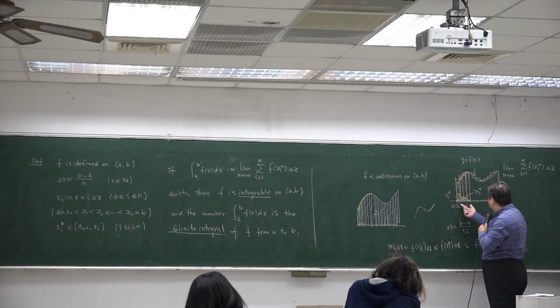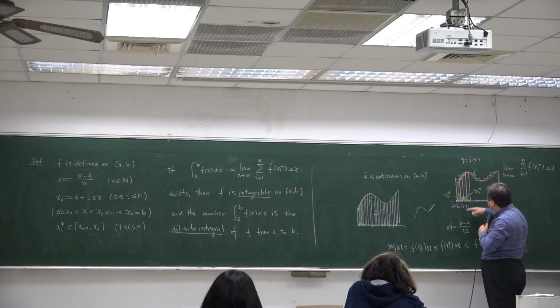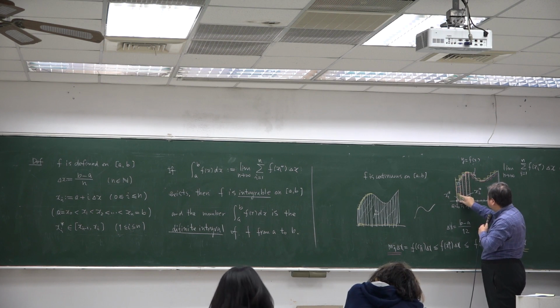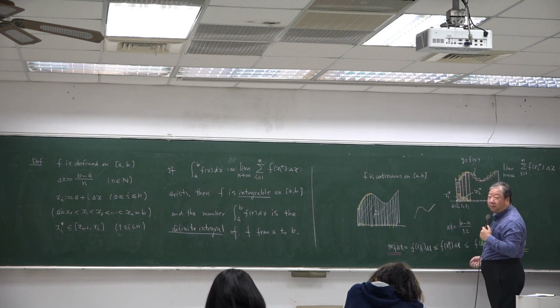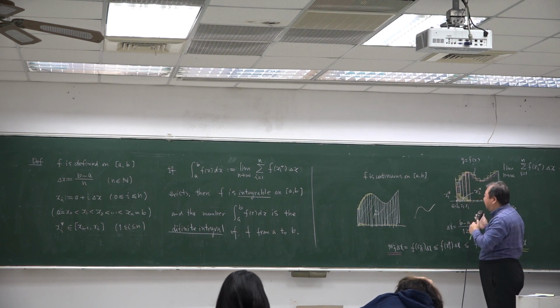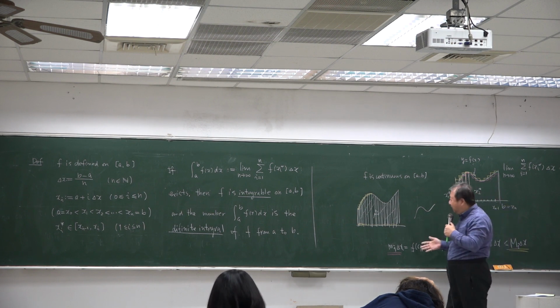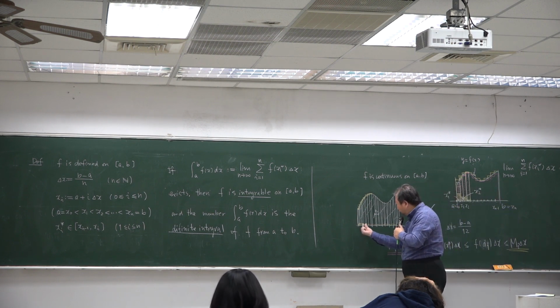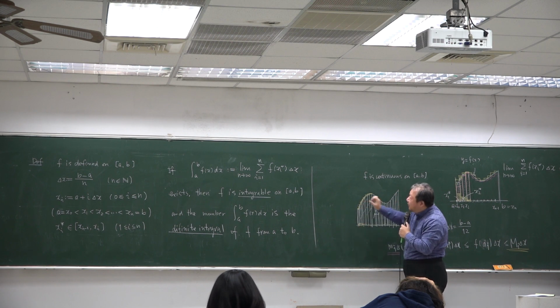Now, for n equals 12, the area of the outer polygonal region minus the area of the inner polygonal region is the sum of the areas of these rectangles. Okay? If we subdivide finer and finer, you will see the length smaller and smaller, and the difference between maximum and minimum will become smaller and smaller.